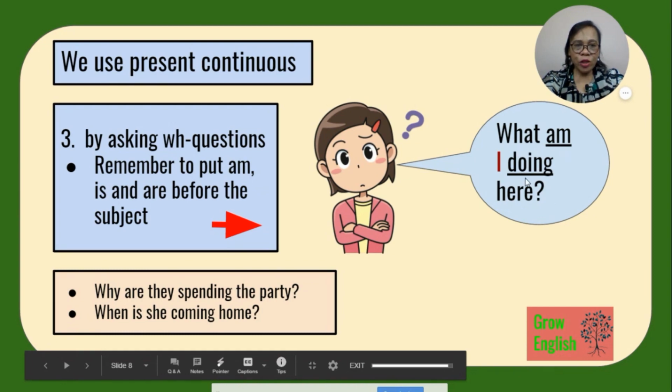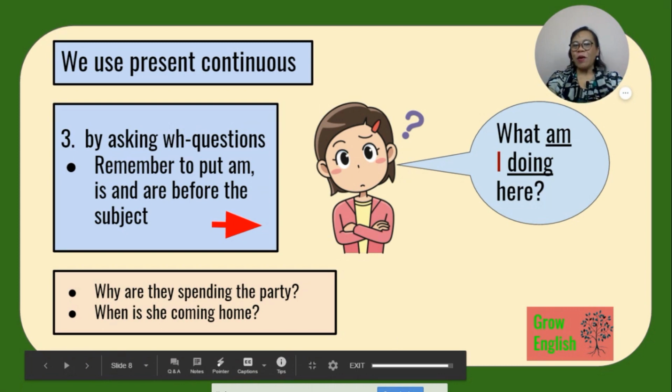What am I doing here? So this is in a question form. So this lady is a bit confused and she asked herself, what am I doing here? Now, how did she form the question? It starts with the question word what, followed by the verb be am, and then there is the subject, which is I, followed by the main verb do, and the ing ending, and the rest of the sentence. So this is the question, what am I doing here?